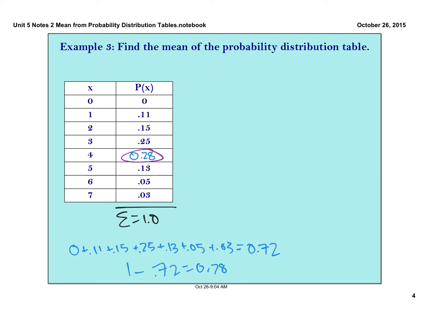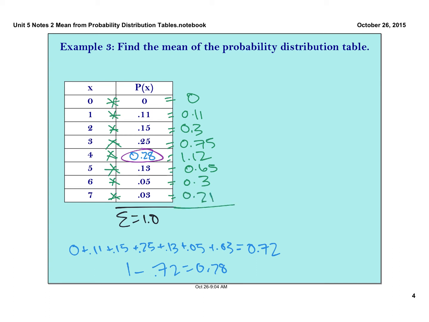And then I'm going to go ahead and find the products all the way across. So multiply all the way down and get those products. So obviously 0 times 0 is 0. 1 times 0.11 is 0.11. 2 times 0.15 is 0.3. 3 times 0.25 is going to be 0.75. 4 times 0.28, I don't know that in my head. 1.12 there. 5 times 0.13, 0.65. This is going to be 0.3, and that's going to be 0.21. Did a lot of those in my head.